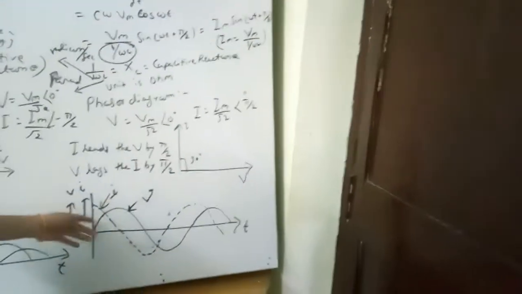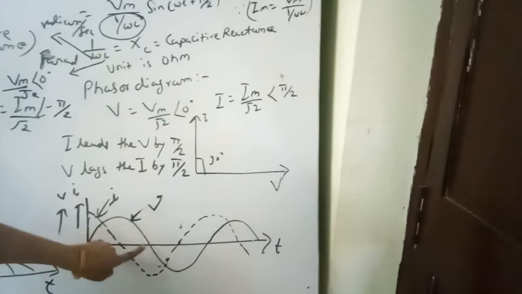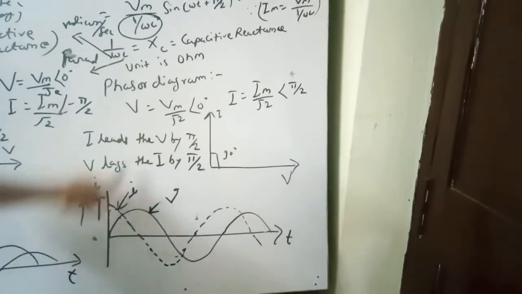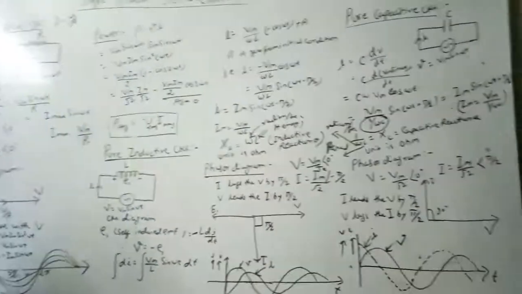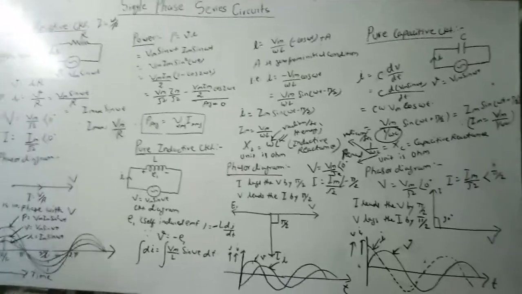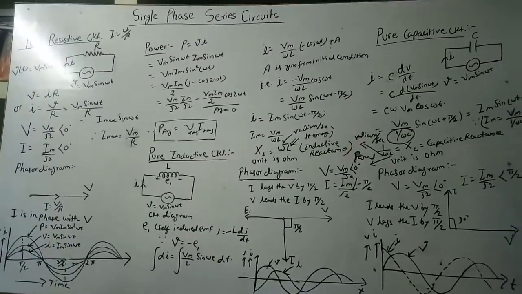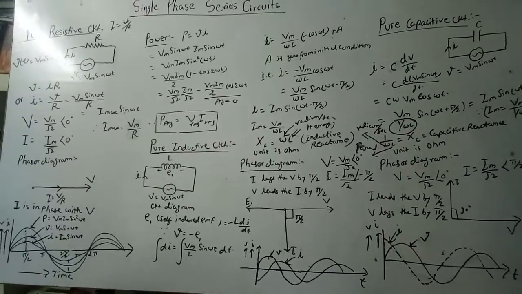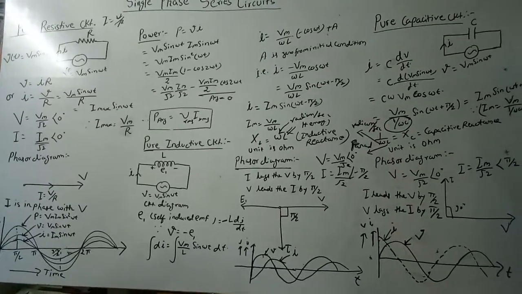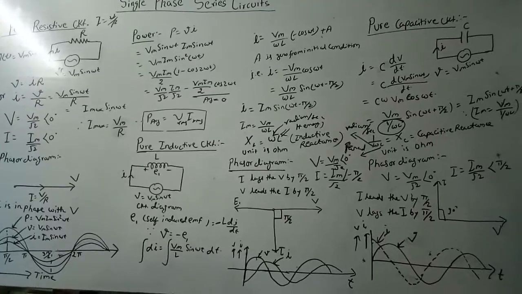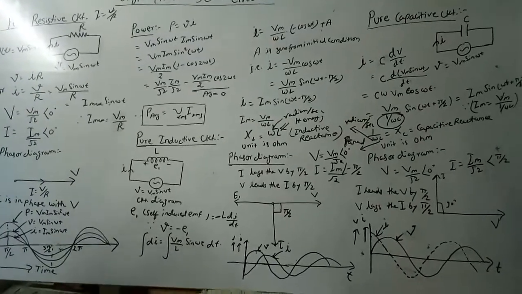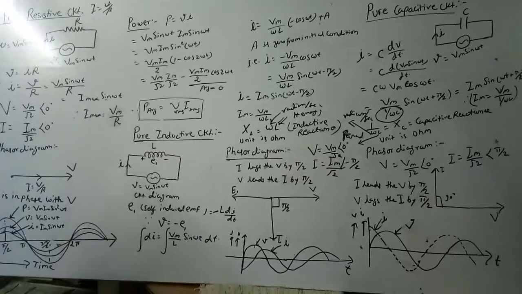Here we can draw a sinusoidal function, as the voltage is a sinusoid and the current is a cosine value. So in a single phase AC series circuit, we can say that for the pure resistance, the current is in phase with the voltage. For a purely inductive circuit, the current lags the voltage by 90 degrees, and for a purely capacitive circuit, the current leads the voltage by 90 degrees. Thank you.